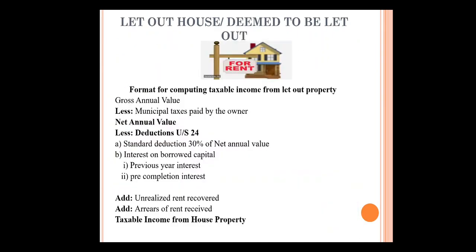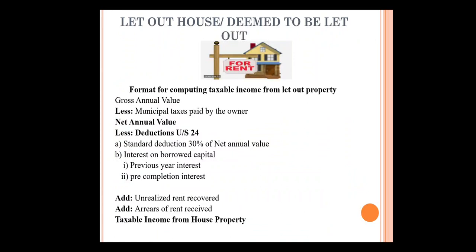First, we learn how to calculate the income from house property for a let out house. First, we have to take the gross annual value. From that gross annual value, we deduct the municipal taxes paid by the owner. The answer we get is the net annual value. From that net annual value, we reduce the deductions under section 24. There are two deductions under section 24. The first deduction is the standard deduction, which is 30% of net annual value. And then interest on borrowed capital. This amount can also be reduced under section 24.